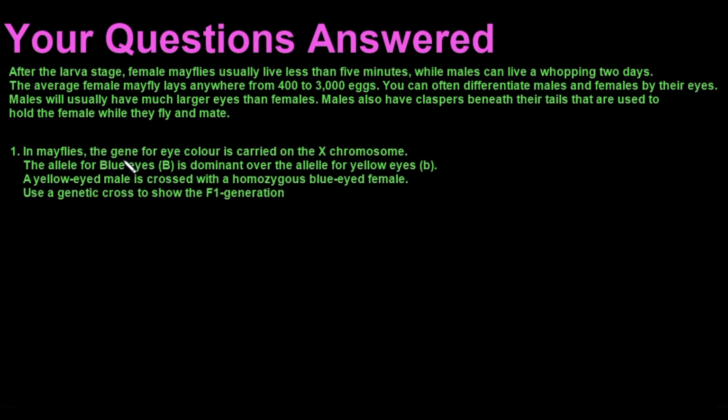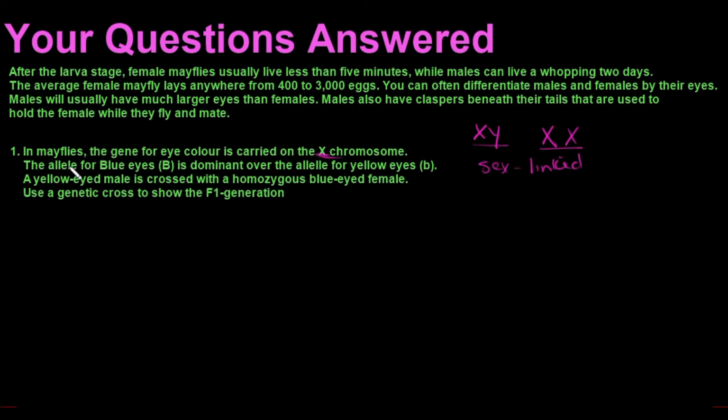In mayflies, the gene for eye color is carried on the X chromosome. Immediately there, I can already tell you that this will be a question based on sex-linked inheritance. And the reason I can do that is because of that X chromosome that we see there. We know that males have XY chromosomes and females have XX. So as soon as we see those chromosomes, we know that it is sex-linked.